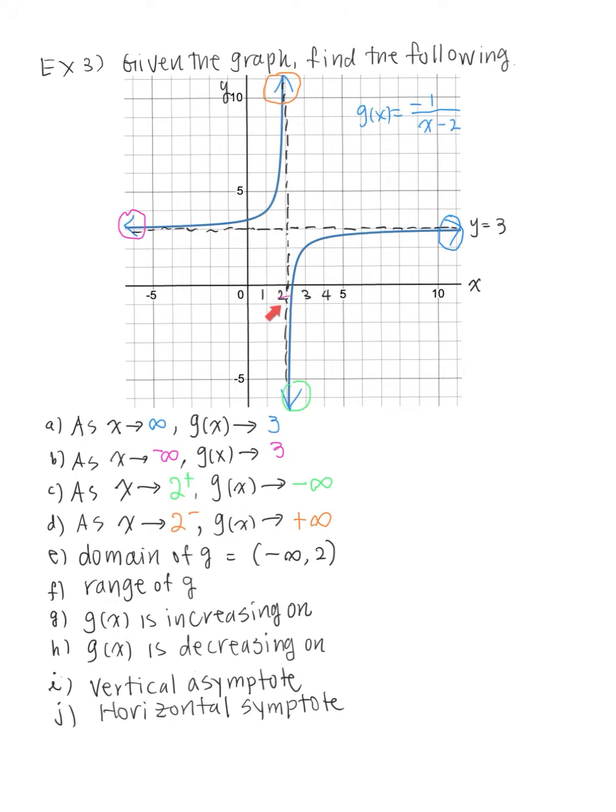So here we should have an open parentheses with the 2 in it. And then this graph is defined all the way up to infinity. So in this case, our domain of g is going to be negative infinity to 2 union open 2 to positive infinity. Now let's go with the range of g.